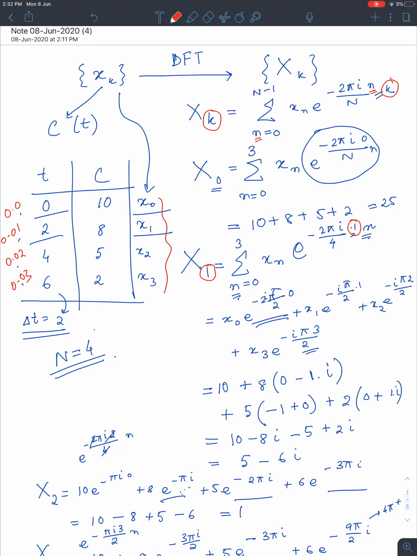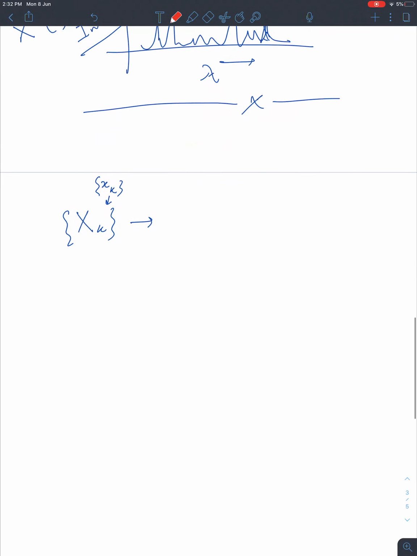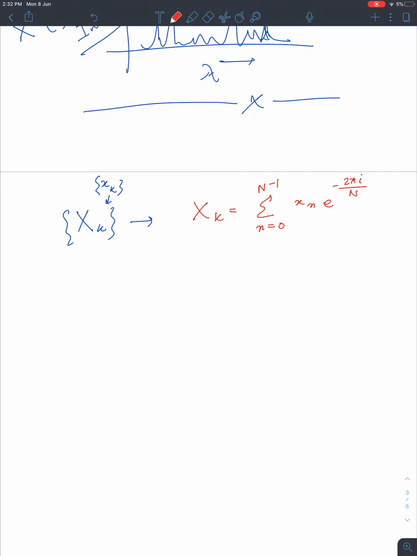So 0, 1, 2, 3 are just the counters k to tell us how many data points there are. Okay, so if I have xk and I can go to capital Xk, how? Capital Xk is equal to the summation, n goes from 0 to capital N minus 1 when you have a total of capital N values, of xn e to the power minus 2 pi i over capital N k n. So this k is the same as this k. This small n is just the counter, and this capital N is the total number of terms, the data that we have.